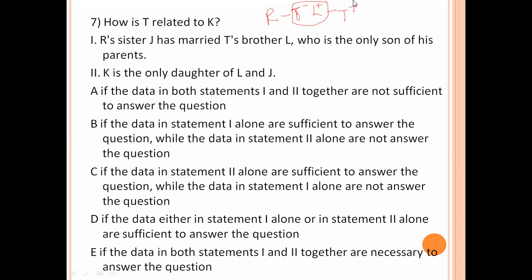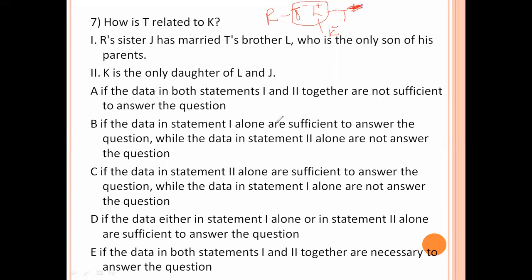Who is the only son of his parents? His brother means T is the woman. K is the only daughter of L and J. L and J's daughter is K. Now, how is T related to K? T is aunt of K.